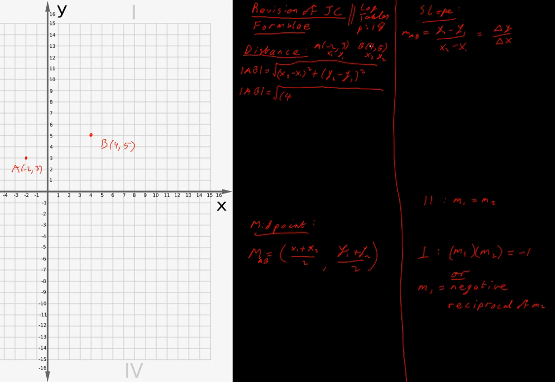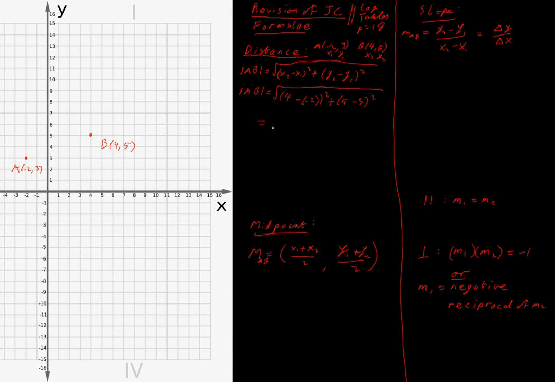x2 is 4, minus x1 is minus 2. I'm careful that whenever I'm subbing in a negative number, I'm always going to put brackets around it. If you're concerned about that, put brackets around everything that you sub in. So we've subbed in now into our formula.